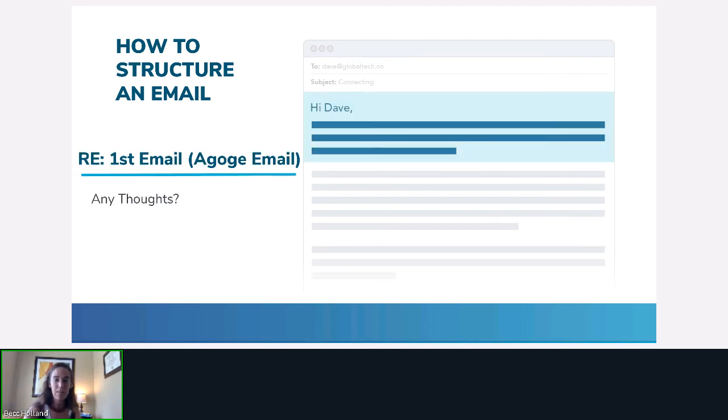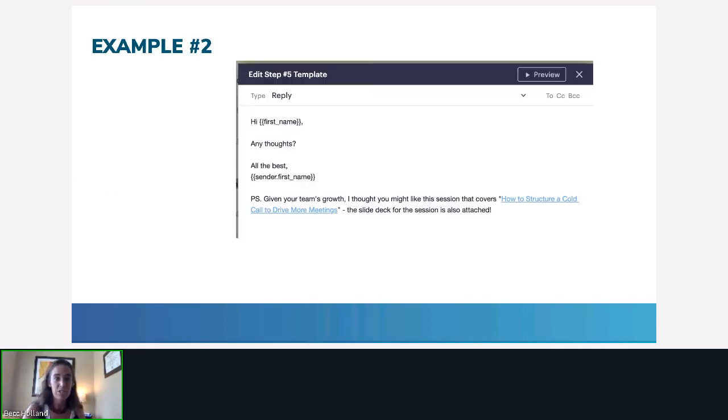But this email, I was actually surprised. I pushed Outreach back a little bit on this, wondering whether it would work. And we see quite high conversion here. So here's how it would look within Outreach. Hi, first name, any thoughts? And then this is the content we put in here. Given your team's growth, I thought you might like this session that covers how to structure a cold call.